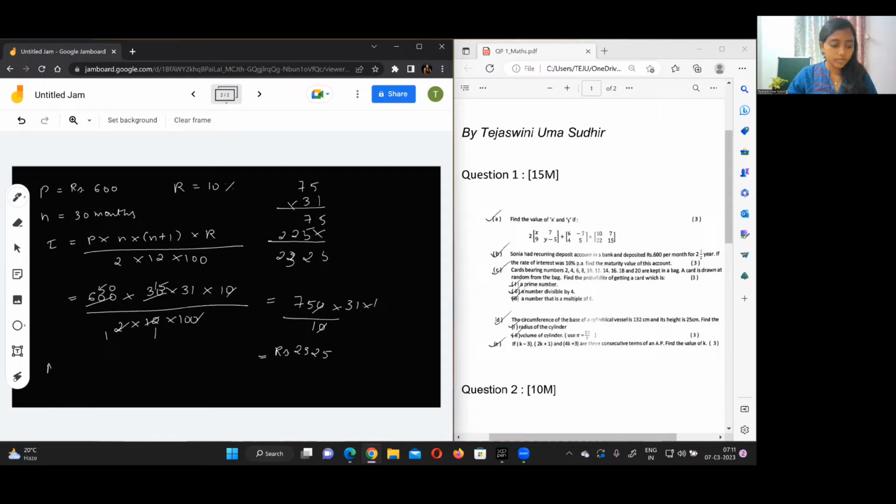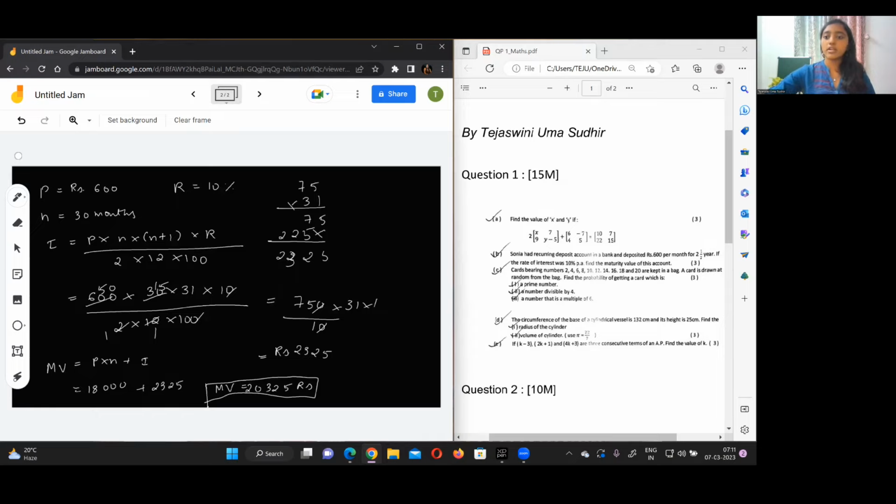So maturity value will be equal to P into N plus I, which is nothing but 18,000, because it is 600 into 30, which is 18,000, plus 2,325. So what you get as maturity value is equal to 20,325 rupees. So this is your final answer.